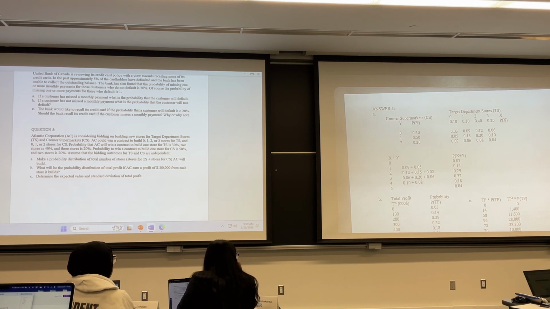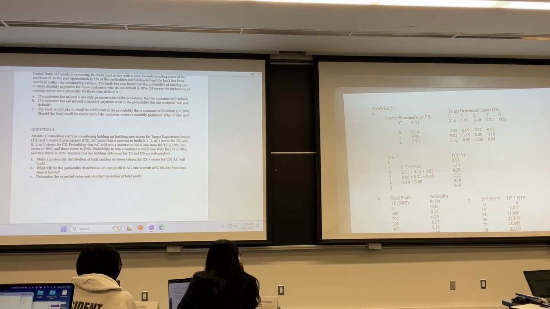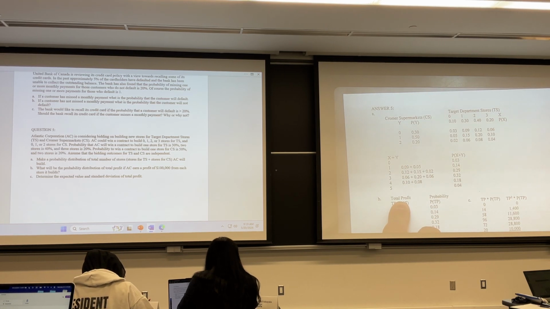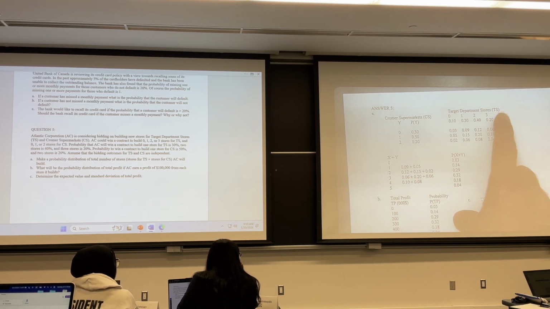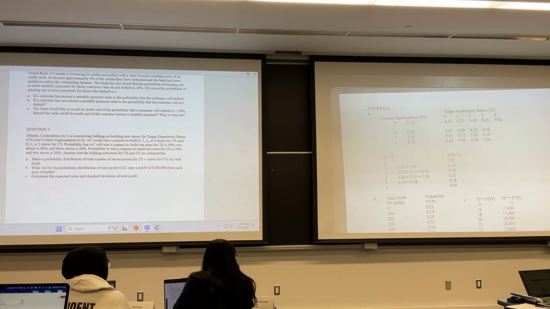So that's what we did. We made a table of joint probabilities. So this is the table of joint probability. Now, the question is, make a probability distribution of the total number of stores for TS plus stores for CS that AC will build. The total number of stores could be anywhere from 0 to 5. No store for CS and no store for TS is 0, or 3 stores for TS and 2 stores for CS is 5.